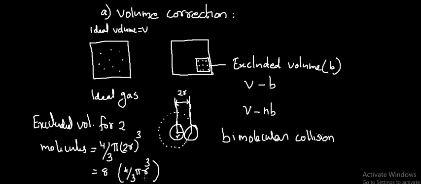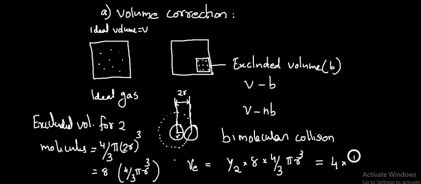Then the excluded volume per molecule will be 1/2 × 8 × 4/3 π r³. The excluded volume per molecule, which can be represented by Vₑ, is equal to 8/2, that is 4 × 4/3 π r³.